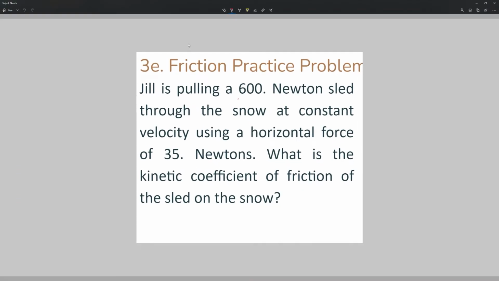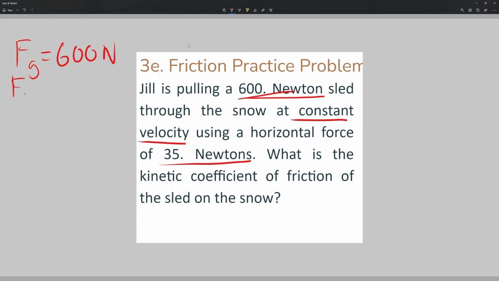Jill is pulling on a 600 Newton sled. So you have a force of gravity, that sled is 600 Newtons, moving at constant velocity using a horizontal force of 35 Newtons. So your applied force here is 35 Newtons. The question says, what is the kinetic coefficient of friction of the sled on the snow?